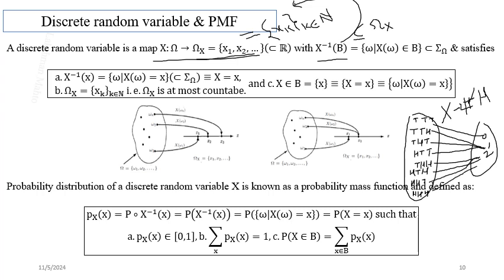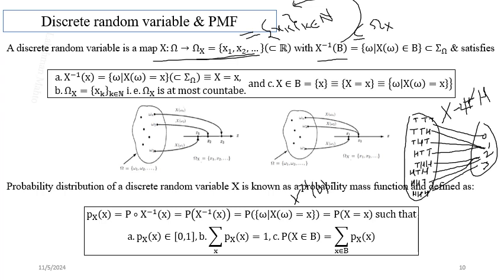And this one is mapped to 3. So what is the inverse image of 0? What is the meaning of inverse image of 0? It means what are the elements which are mapped to 0? That we represent by X inverse of 0. It is a collection of outcomes which map to 0. We call it the inverse image of 0.